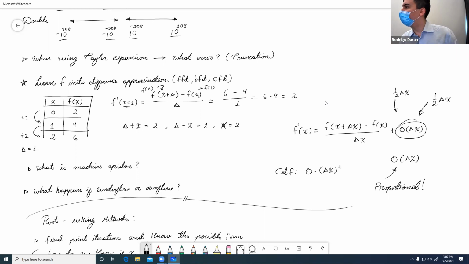Yeah, CFD, central, oh, I'm sorry. I don't know why I wrote CFD. Central finite difference. There you go. I wrote it in the middle.